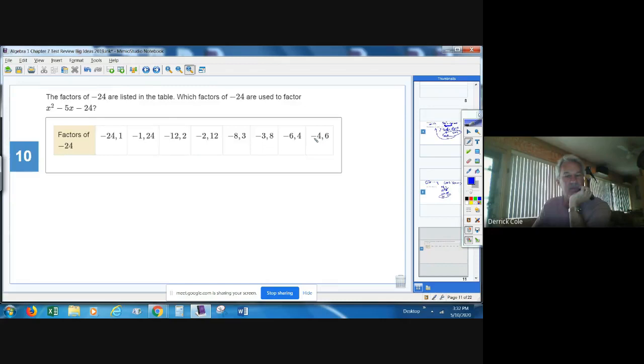Done. All right, factors of negative 24 are listed in the table. Which factors are used to factor this to get negative 5? I need to find negative 5. Which one of the two of these can I put together to get negative 5? That's a gimme. These are the only two that you can put together and get negative 5. The rest of them are out. All right, negative 23, positive 23.